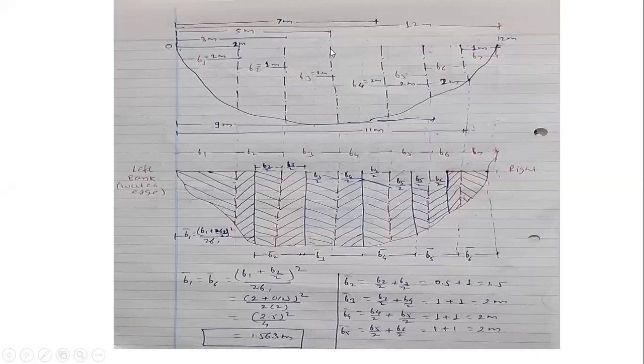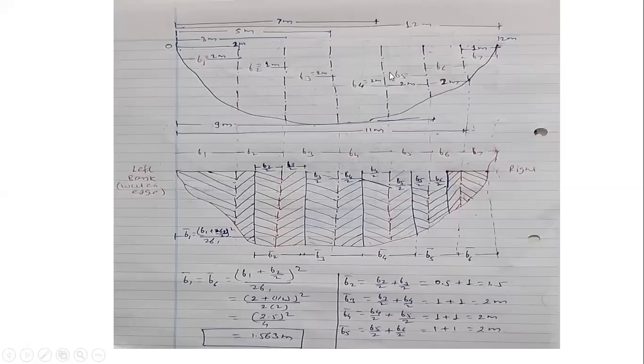Then the next vertical, the third vertical, is at a distance of 5 meters from the 0, that is from the left water edge. It means that it is at a distance of 2 meters from the previous one, because the previous one was at 3 meters. Now this is at 5 meters. It means that the distance between those two is 2 meters. So I have considered here B3, the width 3, as 2 meters.